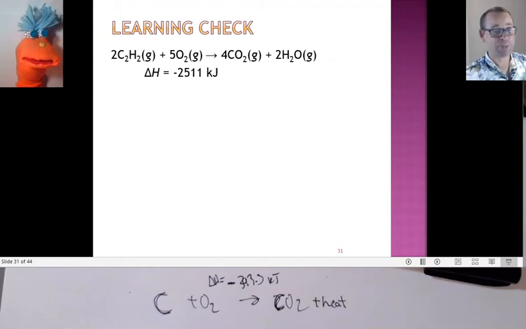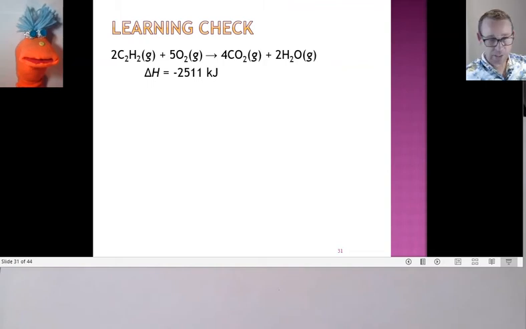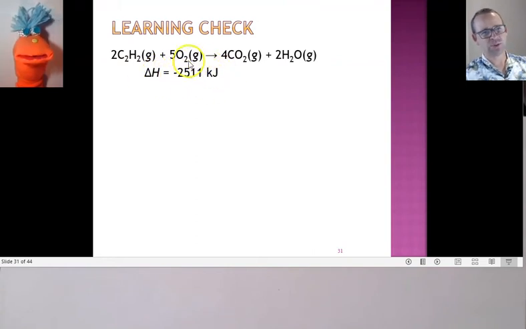All right. Now, we've been learning all about heat energy and how we can measure that heat energy by looking at the temperature change of products or reactants, right? And we know that delta H for this statement here is negative 2,511 kilojoules. What does that mean? Delta H, negative 2,511 kilojoules.